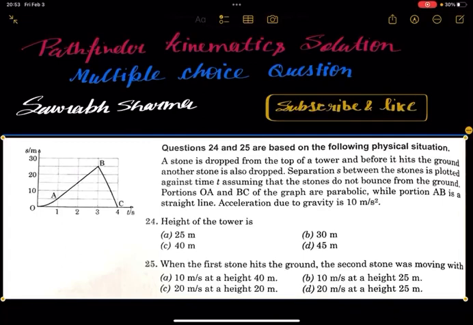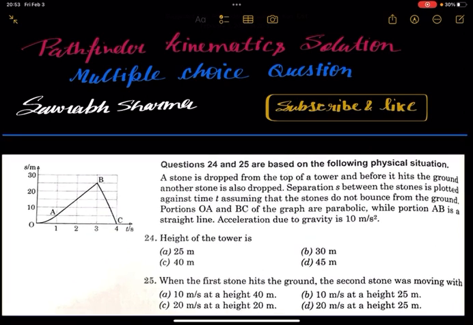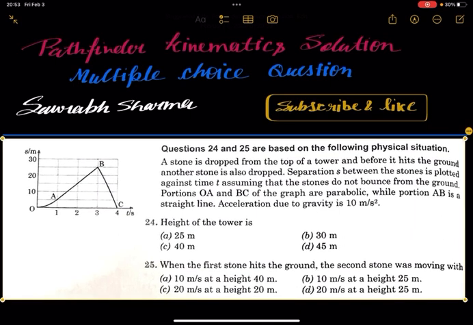Hello friends, I am coming with one paragraph of Pathfinder kinematics. This paragraph is completely based on this diagram. So we should focus on this diagram and we can very easily solve. I will read firstly what the question is saying and what is the wording of the question.